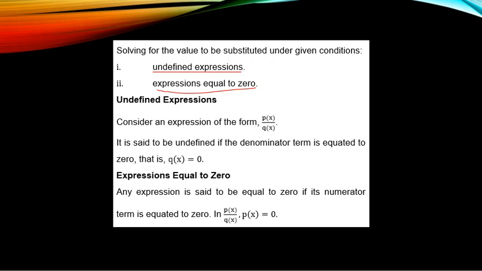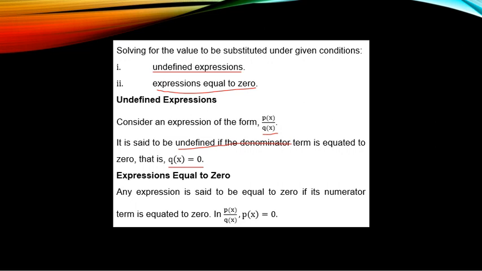Consider an expression of the form P of S over Q of S. This expression is said to be undefined if the denominator term is equated to 0, that is, Q of S equal to 0. So if Q of S equals 0, this will enable you to find the term to be substituted.